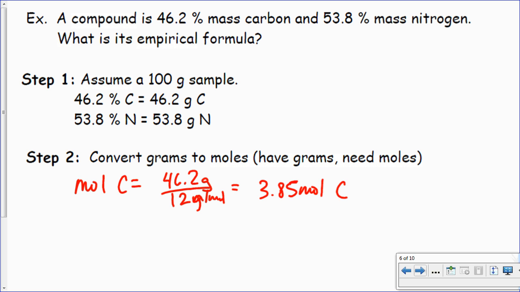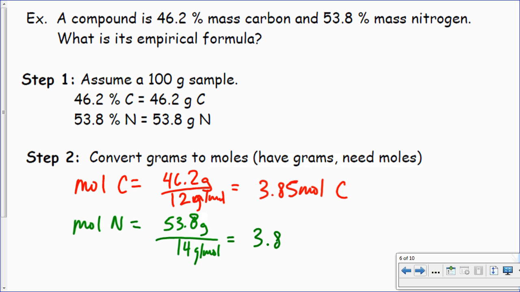moles of carbon. The other element in there is nitrogen, so we have moles nitrogen, and that's going to equal 53.8 grams divided by nitrogen's atomic mass, which is 14 for ease of calculations, grams per mole. And that's going to equal 53.8 divided by 14, 3.84 moles nitrogen.